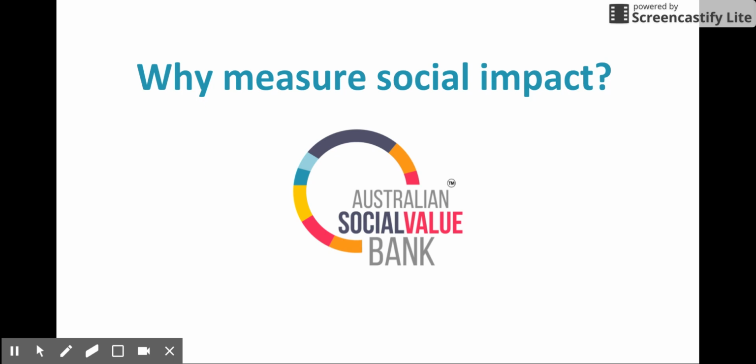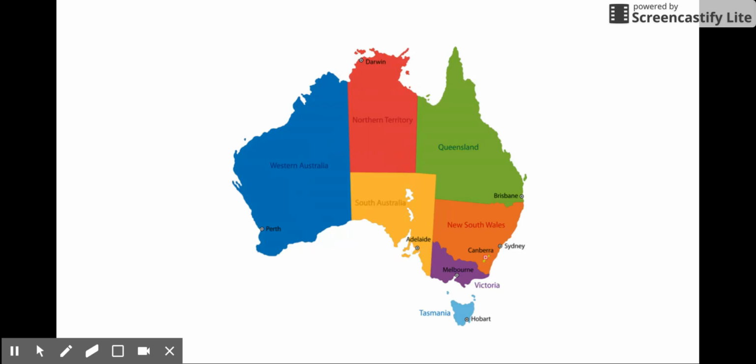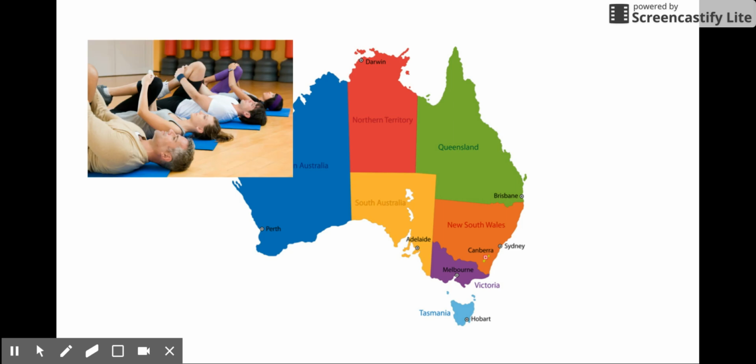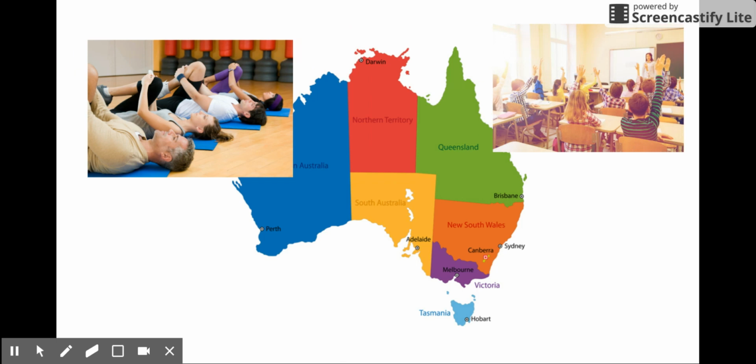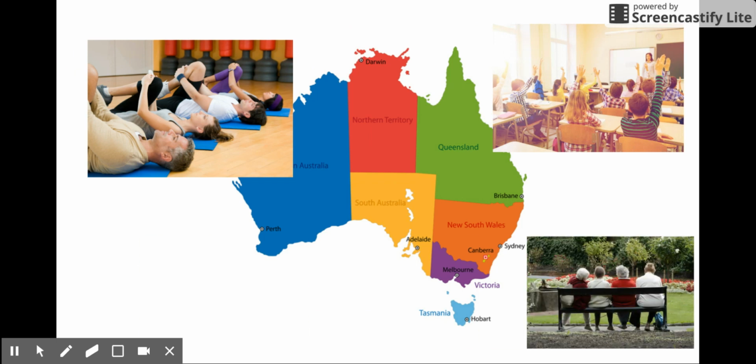Why measure social impact? All over Australia, organisations are running programmes to make people's lives better. Whether this be helping people get fitter through subsidised exercise programmes, an educational support programme, or providing a social group to combat loneliness in older people.